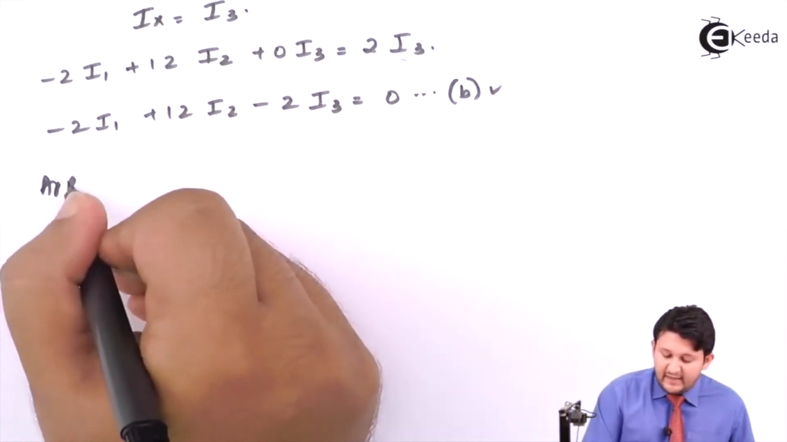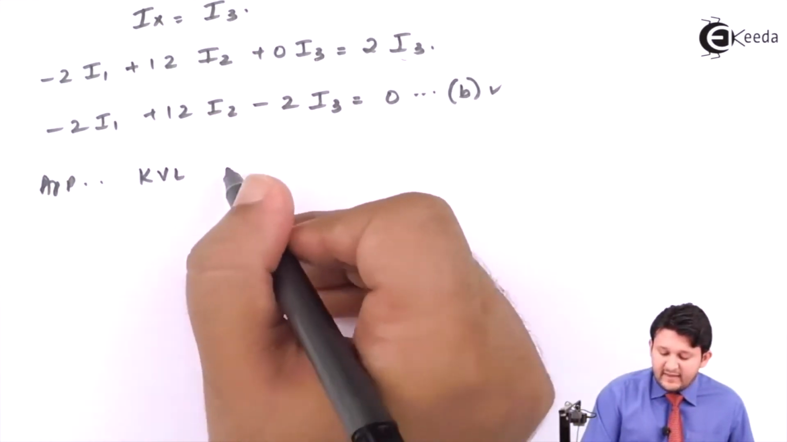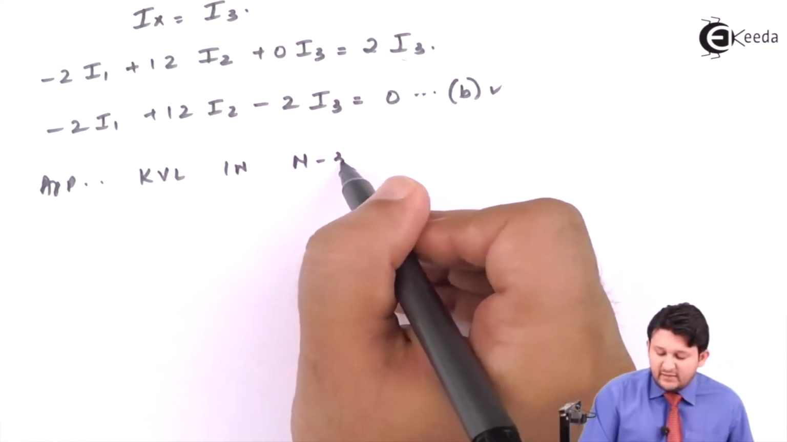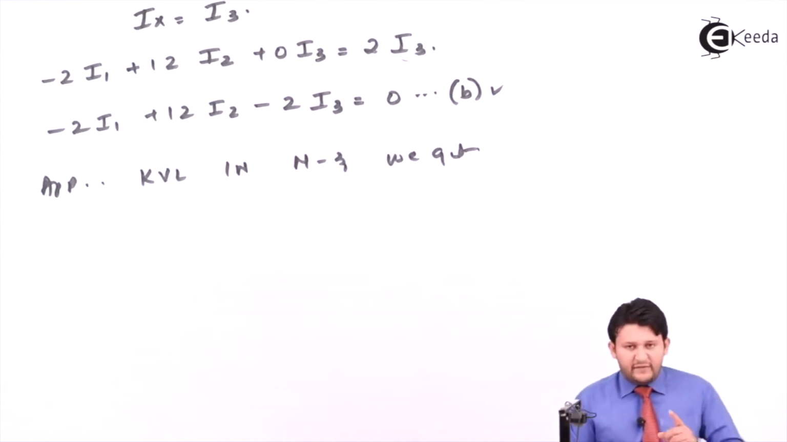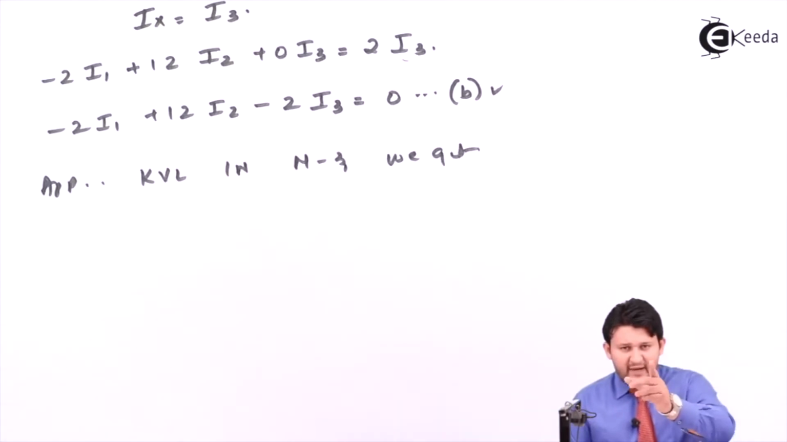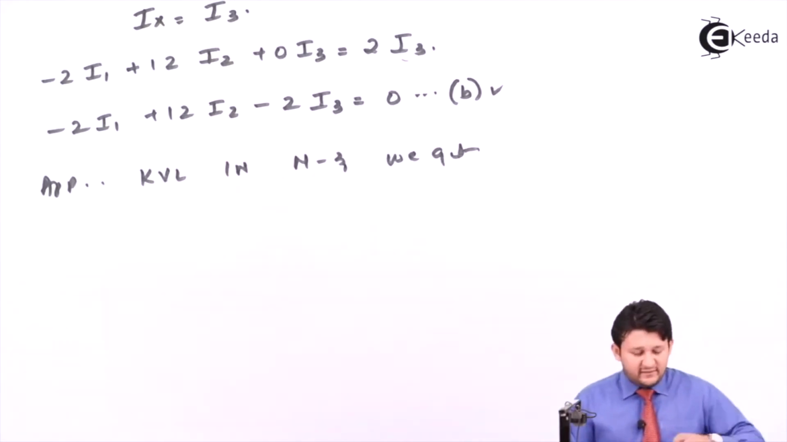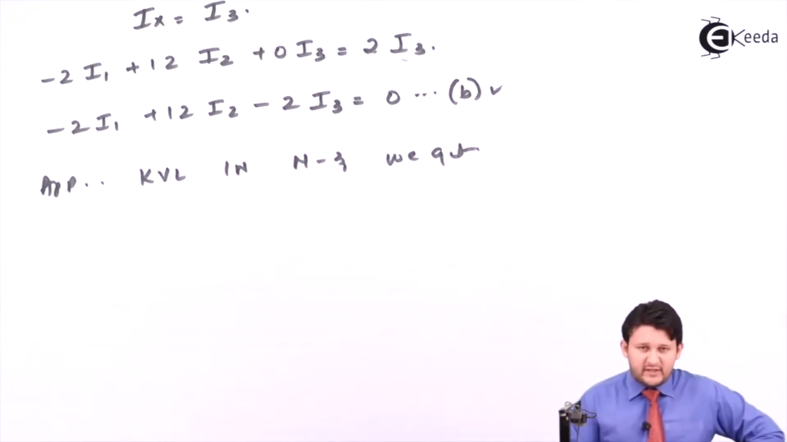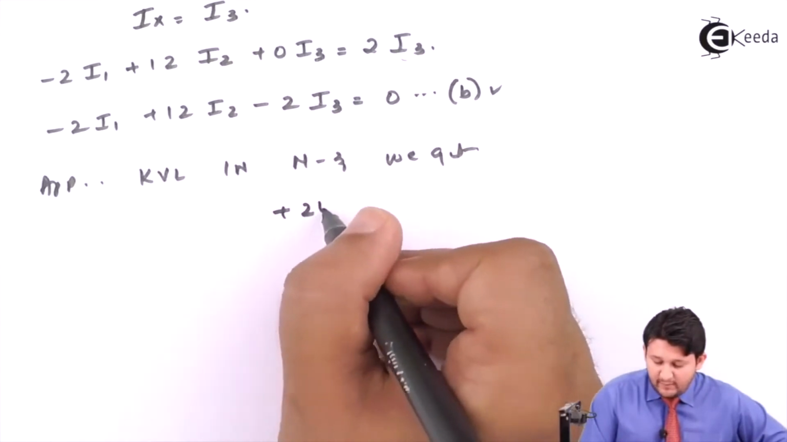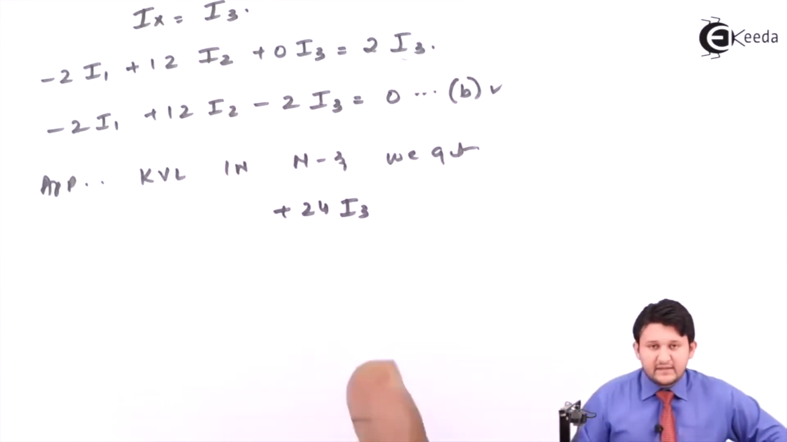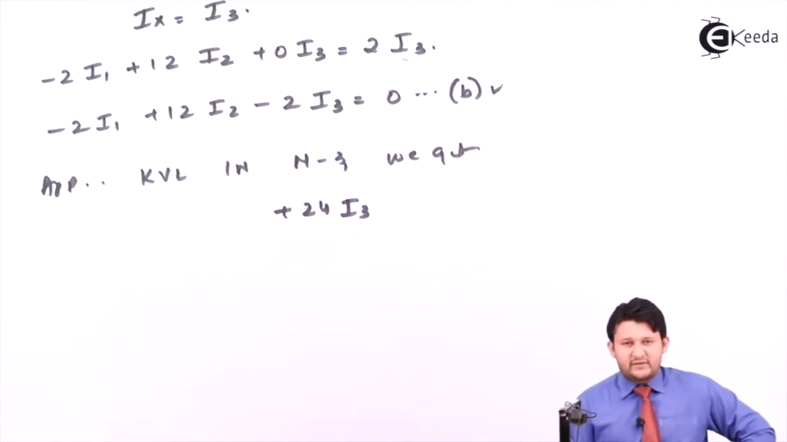Your statement will be applying KVL in mesh 3. We get, in mesh 3, if you observe, I am assuming that you will be having the network in your notebook. In mesh 3, there are two resistors. Add both the resistors, 4 and 20, so you'll be getting 24. So plus 24 I3. With I3 in mesh 3, I3 will be positive. Apart from I3, all the currents should be negative.